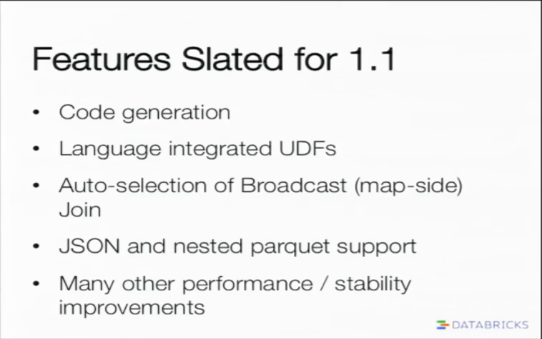Other things we're playing around with: auto selection of broadcast or map side joins. So in this case, if you've got a giant table and a really tiny table, instead of shuffling all of the data, we're just going to take that tiny table and ship it out to all of the machines. And so you avoid shuffling the big table, which is a huge performance win. And our goal is to let you set a threshold by which anything smaller than that threshold we automatically broadcast.